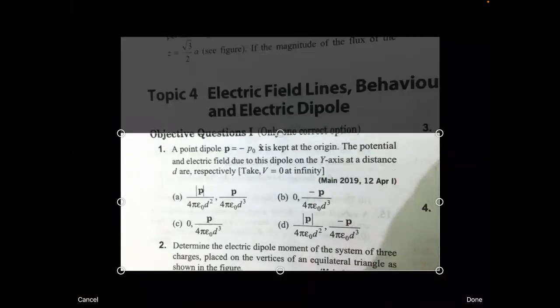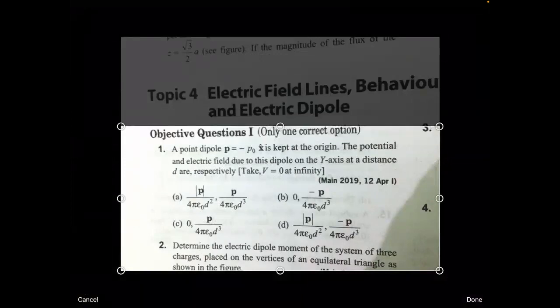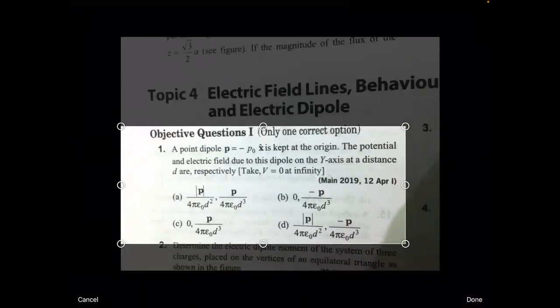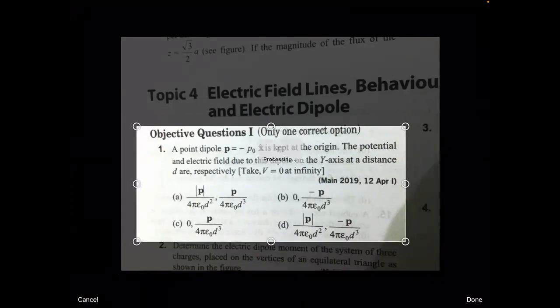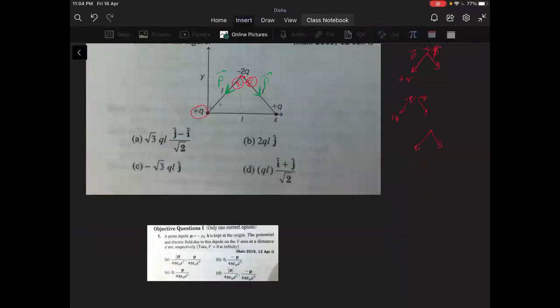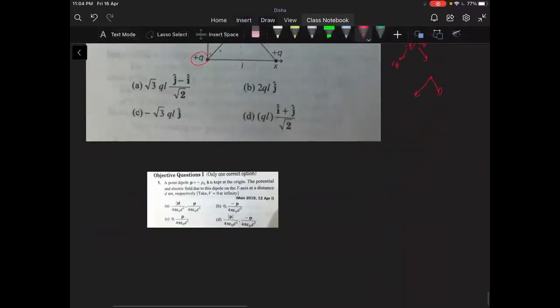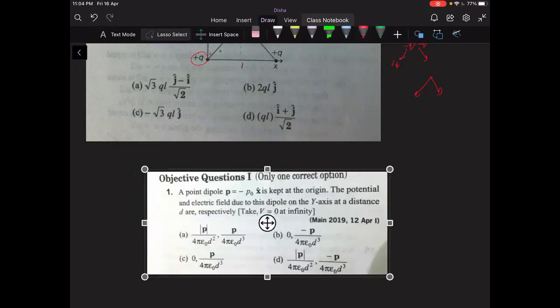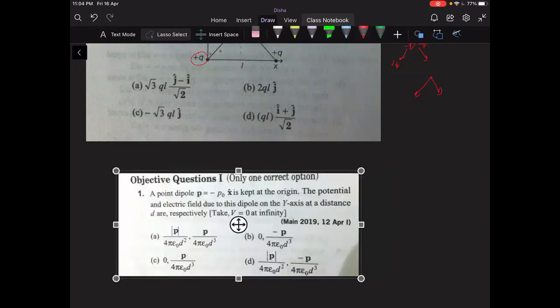So actually, this looks like a tough one, and you might get repelled at the sight of this question, but it is actually quite simple. Apart from just one small trick they play there, which foxed me for sure. Let's take a look at what they're saying. There is a dipole. Point dipole P naught x cap is kept at the origin, minus P naught x cap.